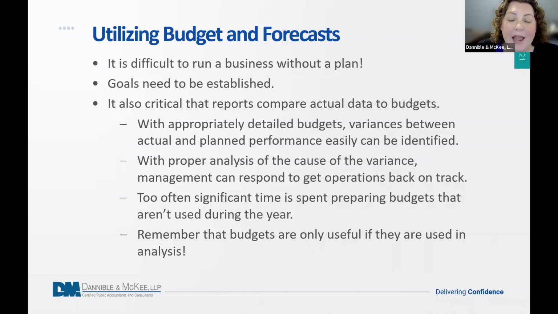Add that in, add a budget column right next to the variances so that you can see what is planned and performed, what's actual versus what you planned. Again, this is really going to help management respond timely if there's an operational issue and get it back on track. So again, spending so much time preparing those budgets and not using them.